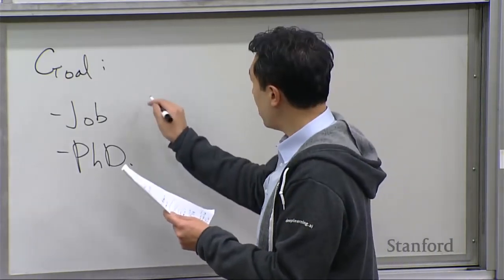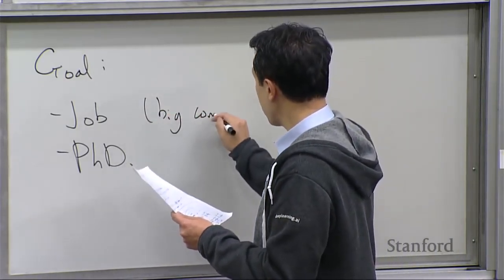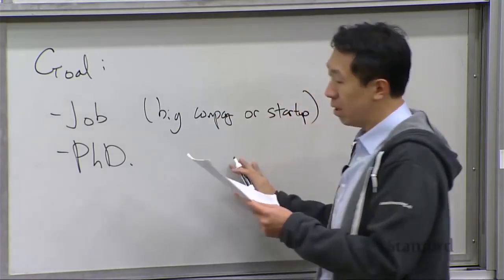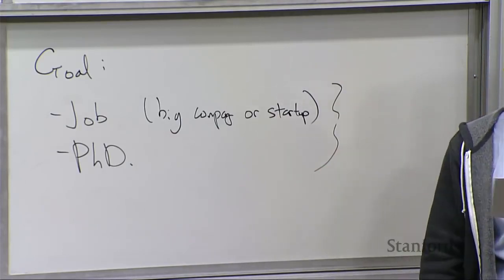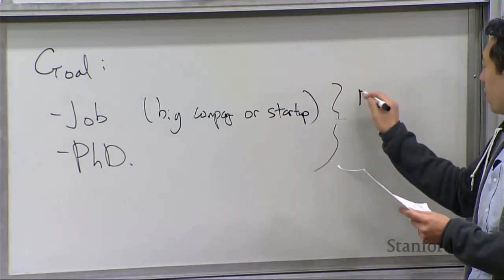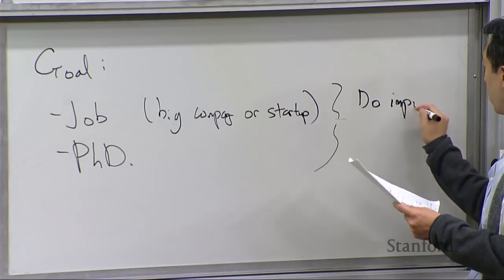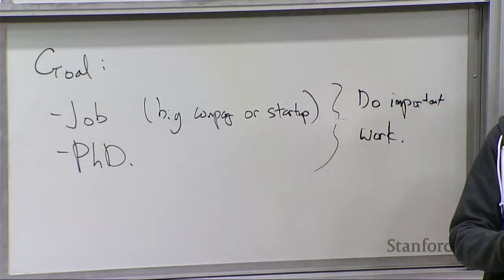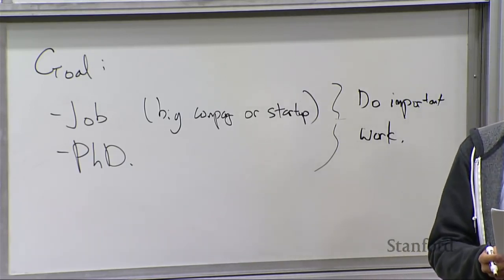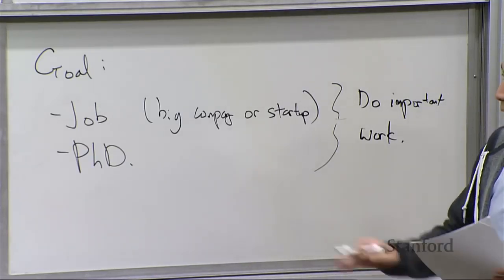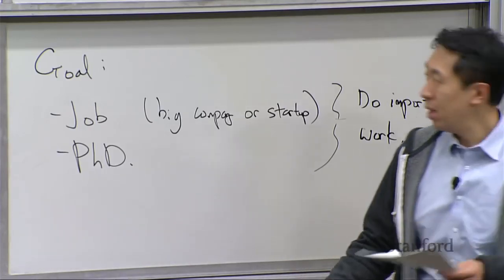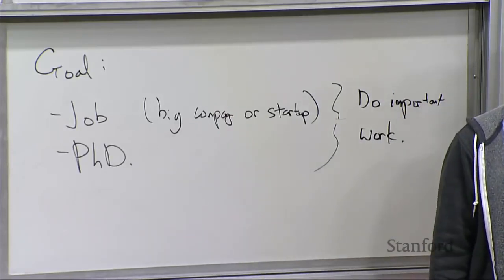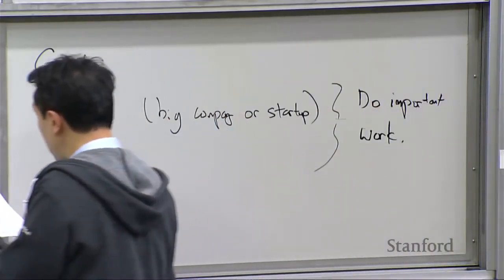And by job, I mean either in a big company, or a startup, right? But regardless of the details of this, I hope most of you want to do important work. So what I'd like to do today is break this into how do you find a job or join a PhD program or whatever that lets you do important work. And I want to break this discussion into two steps.